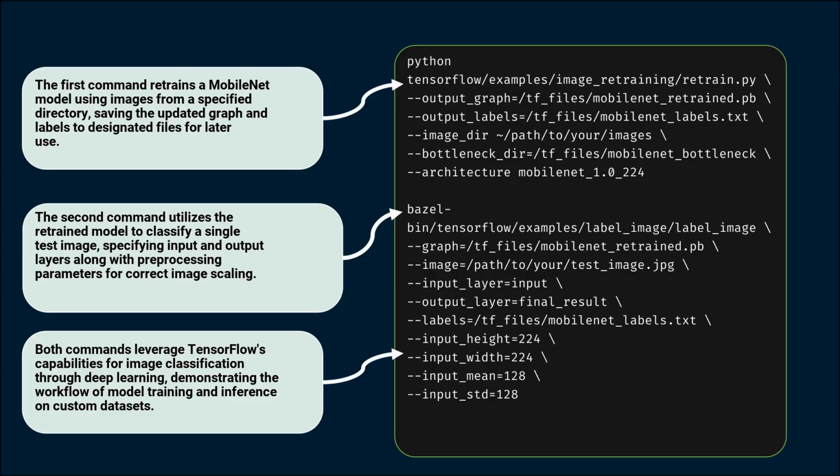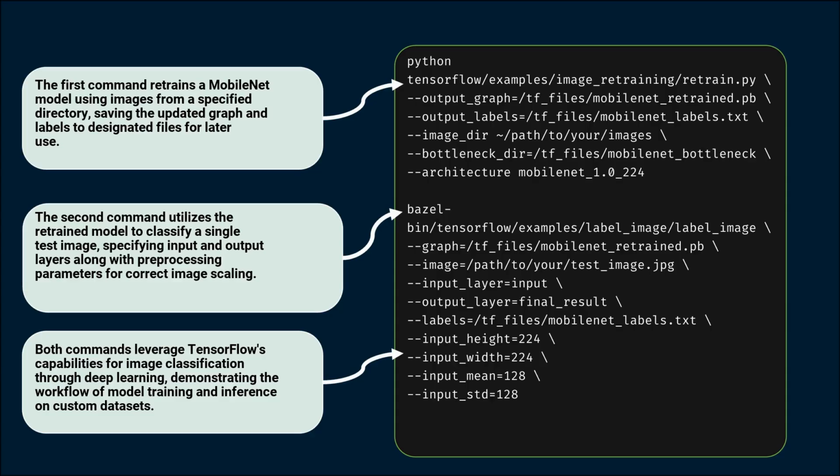One of the most important features to customize is the architecture parameter. In our case, we have chosen Mobilenet 1.0.224, indicating we want a version of Mobilenet optimized for higher accuracy, given its larger size. This setup allows us to tailor Mobilenet effectively for our application.